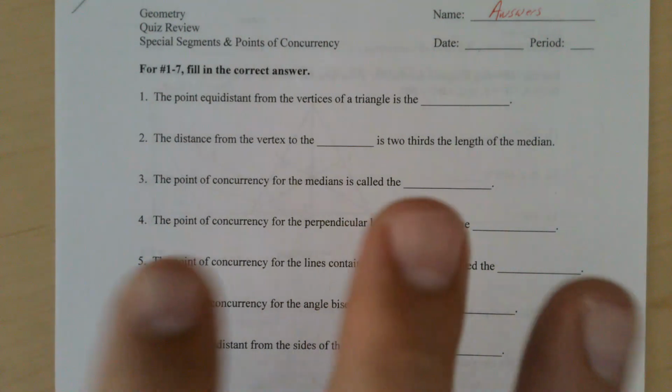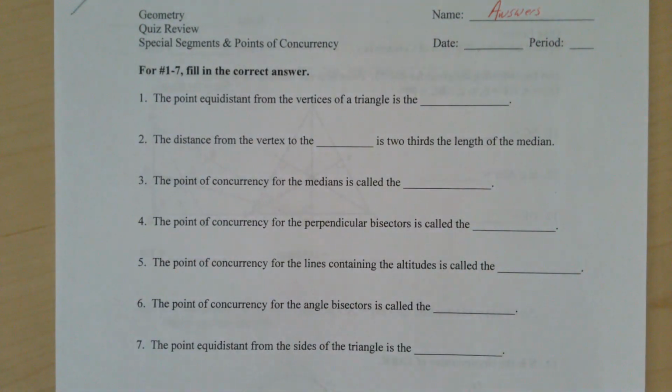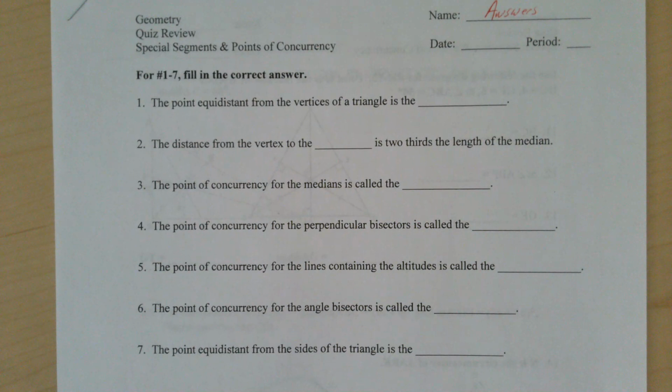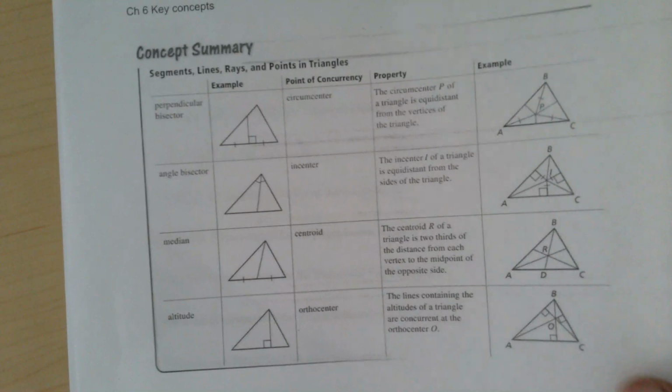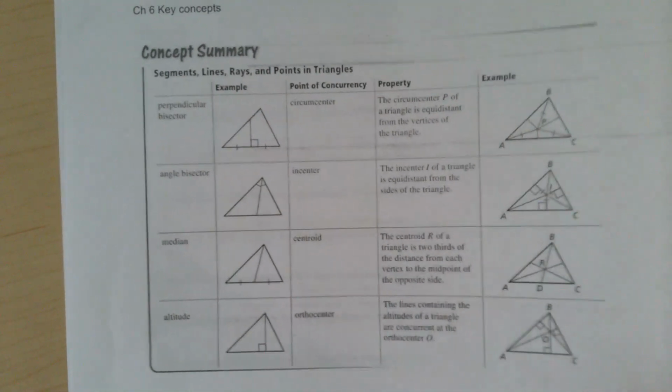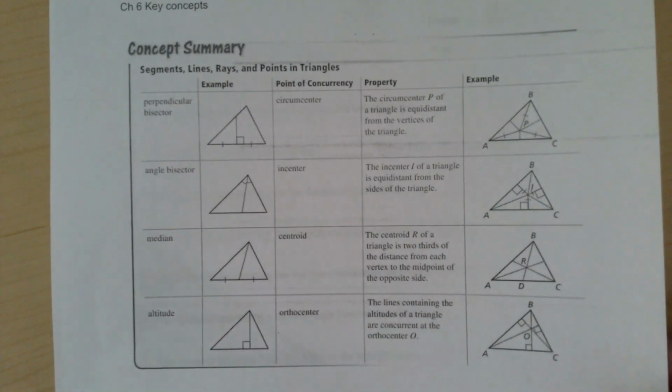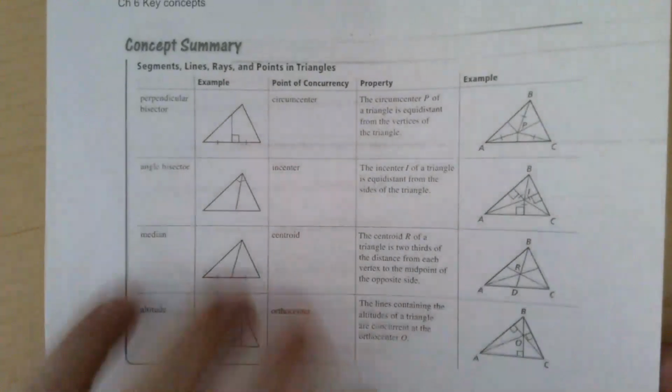I'm going to take you through this review. We already had a quiz on centroids, so this quiz is going to consist of the other 3 points of concurrency. Okay, so you will have this sheet right here. So the first part of the quiz, nobody should get wrong because you can have this out to refer to.